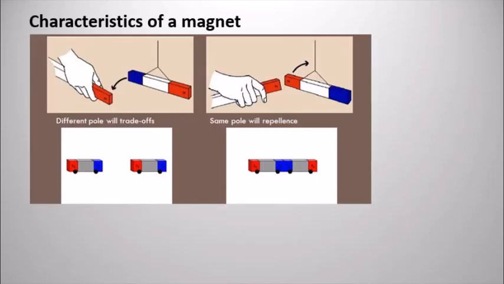Let us now learn about a few characteristics of a magnet. The first characteristic of a magnet is that it will always settle in the north and south direction. If you take a magnet and hang it freely, it will always settle in the north and south direction.